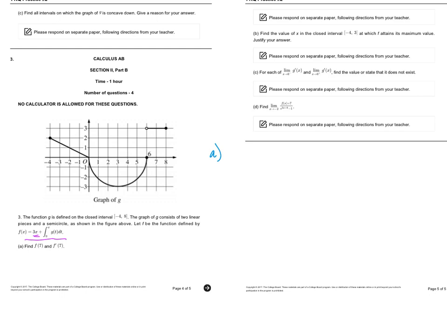So letter A says find f of 7. So f of 7 would be equal to what? Well, I'm going to plug in a 7 every time I see that x. So 3 times 7 plus the integral from 0 to 7 of g of t dt. Okay, so of course I get 21 for that piece.